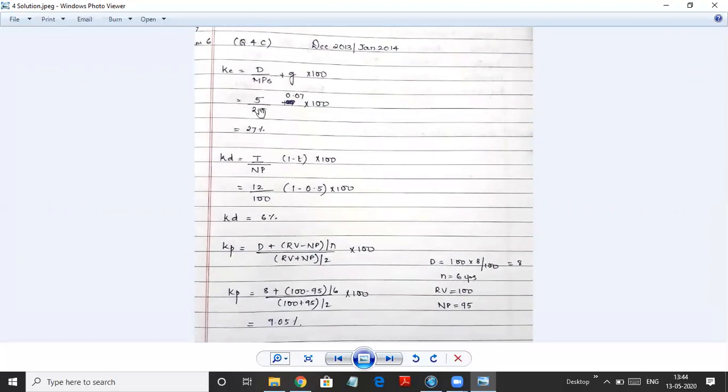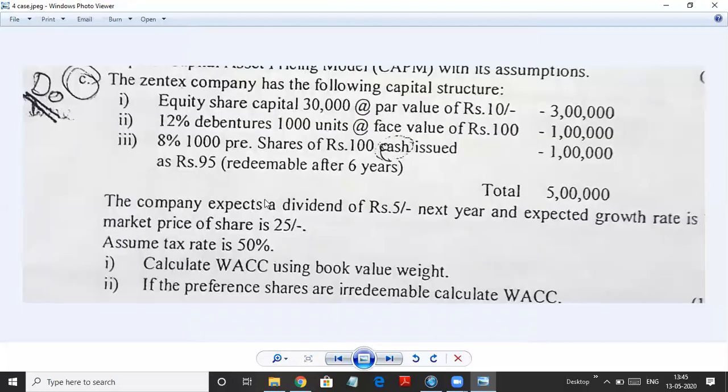Dividend is 5 rupees divided by market price 25 plus growth rate is 0.07 into 100. All this is given in the question. See here, the company expects a dividend of 5 rupees, and the expected growth rate is 7%. I think that has got cut here. This is 7% here, which I think I have missed while pasting the photo. And the market price is 25. So when you solve this particular sum, you can use these three values.